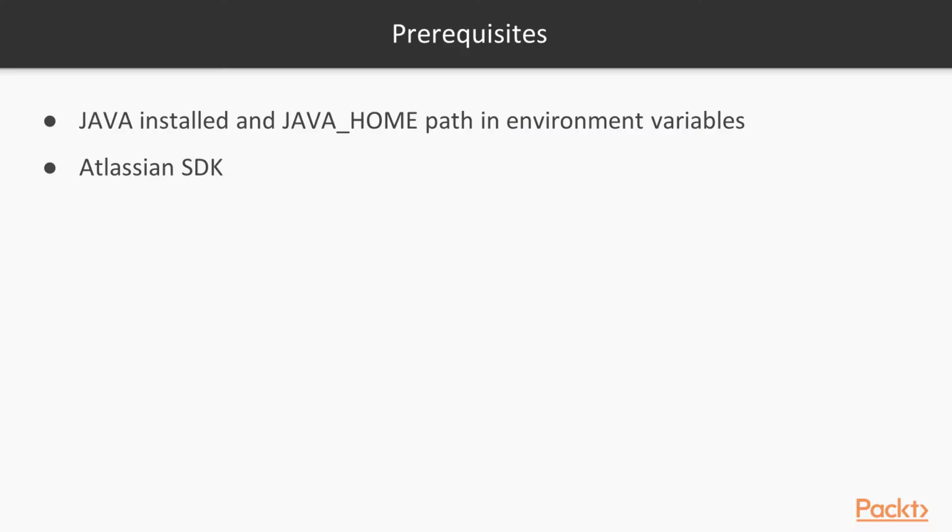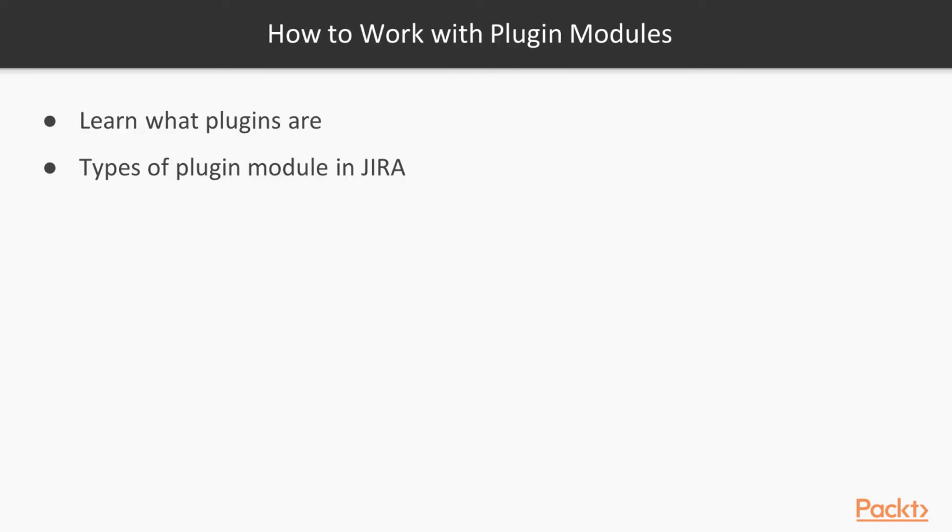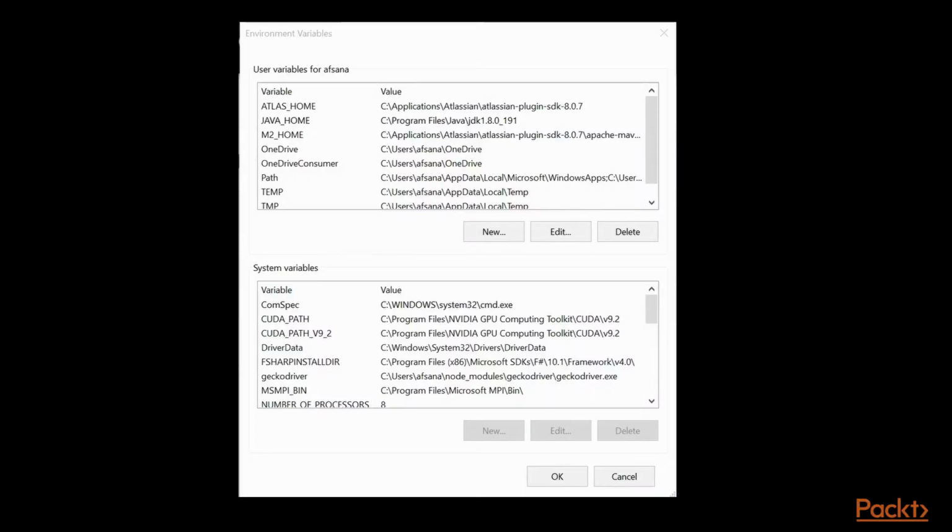Before we begin working with plugins, there are some prerequisites: we need to have Java installed and the Java home path in the environment variables. We also need to install the SDK. Then we'll learn about plugins and their types. So let's begin. In order to verify whether we have Java home installed on our machine, we can simply go to environment variables. And here we do have Java home with the path, which indicates that we do have Java installed.